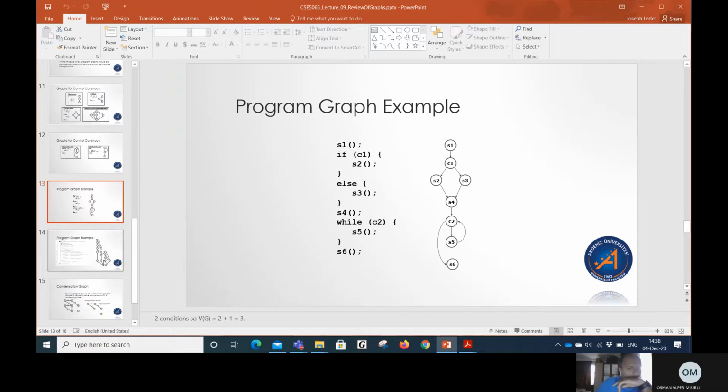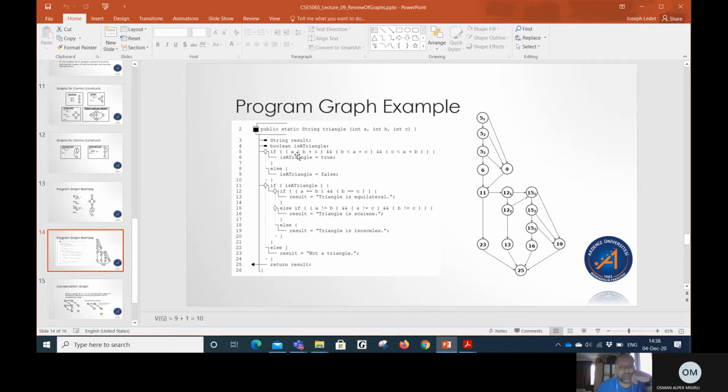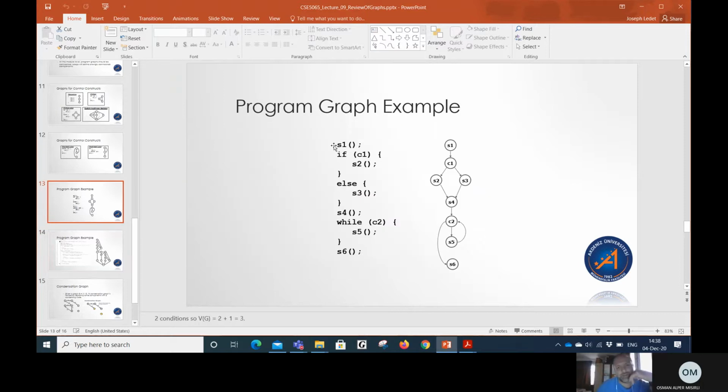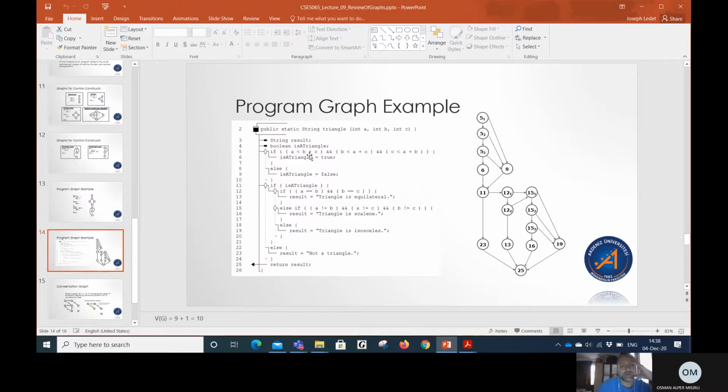Now, if we look at more of a real code example instead of these general segments and conditions, like condition 1, segment 2, and so forth, we can look at an actual line of code, like line 5. The reason why 5 results in 3 separate nodes is because all 3 of these conditions have to be true in order for 6 to be reached.